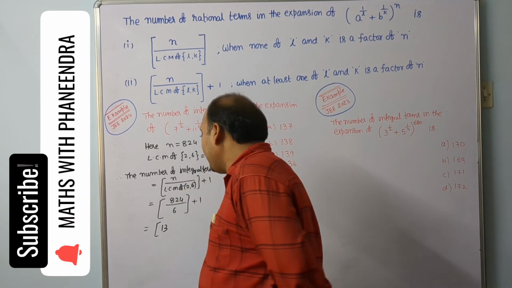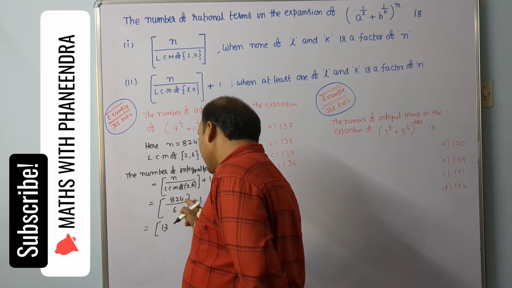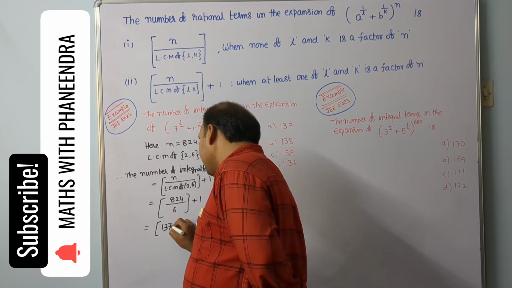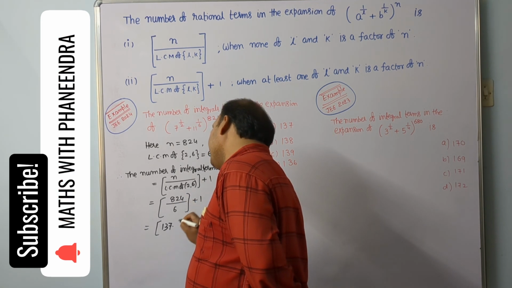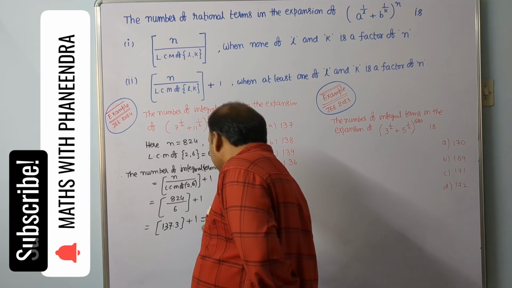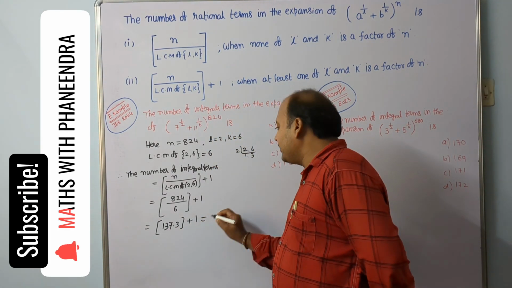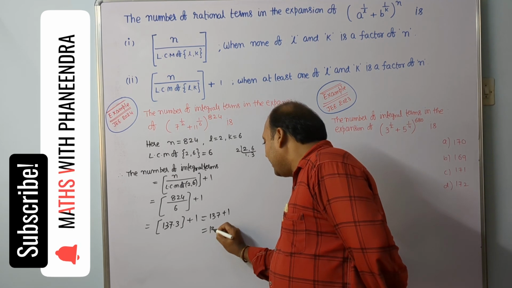So 4 will be there. After 18, 22 minus 18, 4 will come. 6 7s are 42, so again 2 is there. Pointer 0 means 3 plus 1, which is equal to step of 137.3, means 137 plus 1. That is equal to 138.